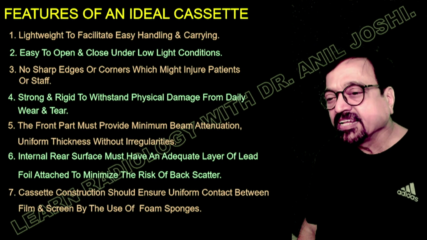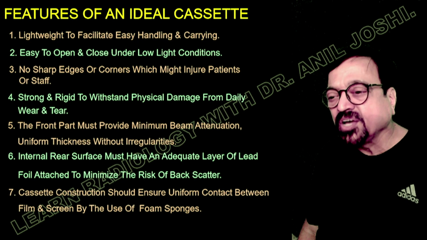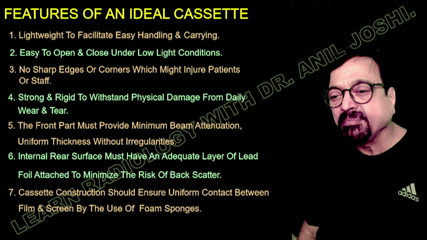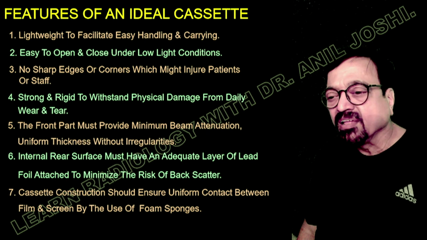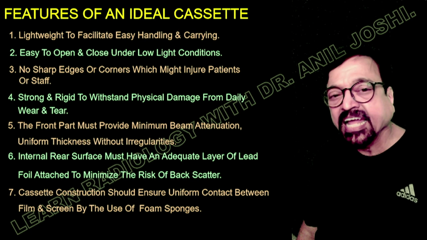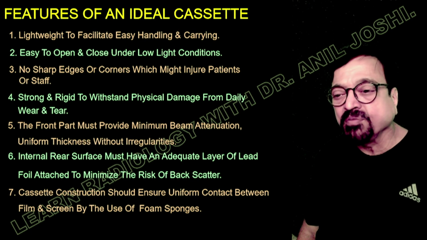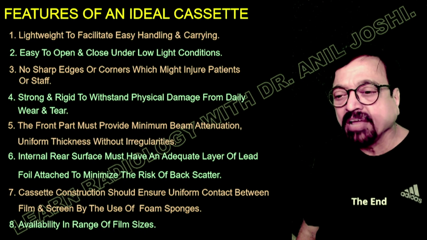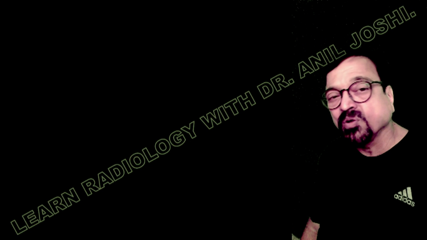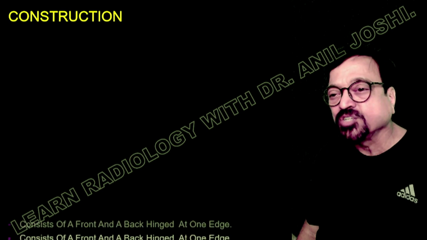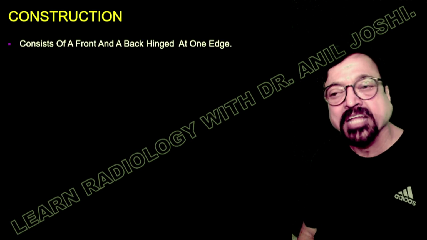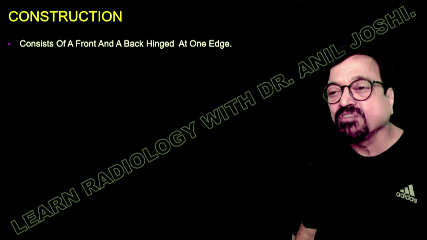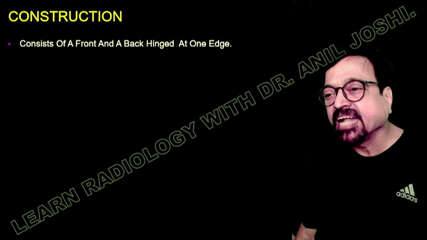Then cassette construction should ensure uniform contact between the film and the screen by use of a foam support. Now this needs to be checked, and this is very important when we want a uniform quality of the film. It should be available in the range of film sizes we want, which most of the time it is. It consists of a front and a back hinged at the edge.